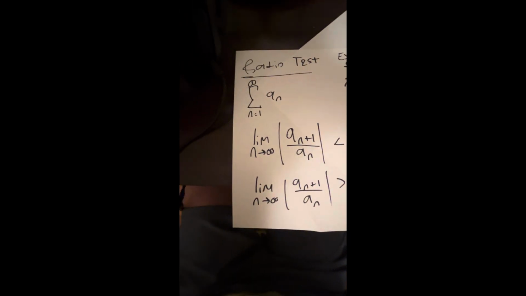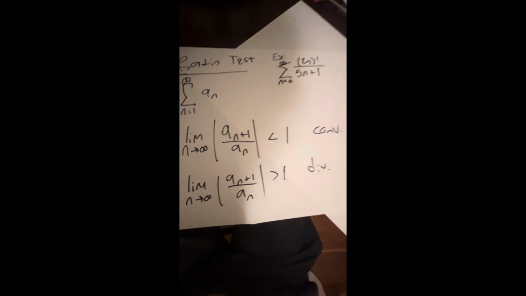Alright, we're going to do the ratio test. So basically, you have a series, take the limit as n goes to infinity of a sub n plus 1 over a sub n. If it's less than 1, the series converges. If it's greater than 1, the series diverges. If it's equal to 1, the test is inconclusive. So here's our example.